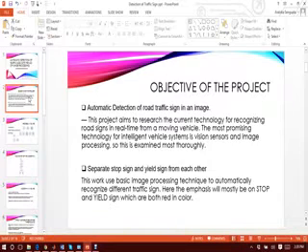Now the purpose of this project was to separate the stop sign and the yield sign from each other. This work used basic image processing technique to automatically recognize different traffic signs. Here the emphasis will mostly be on stop and yield sign, which are both red in color.